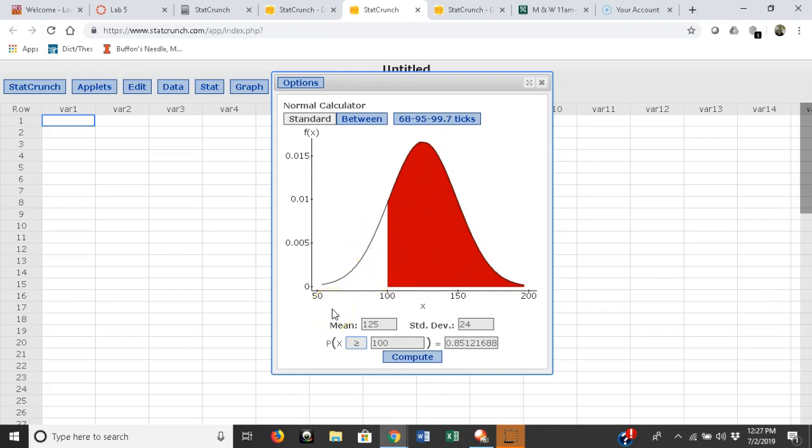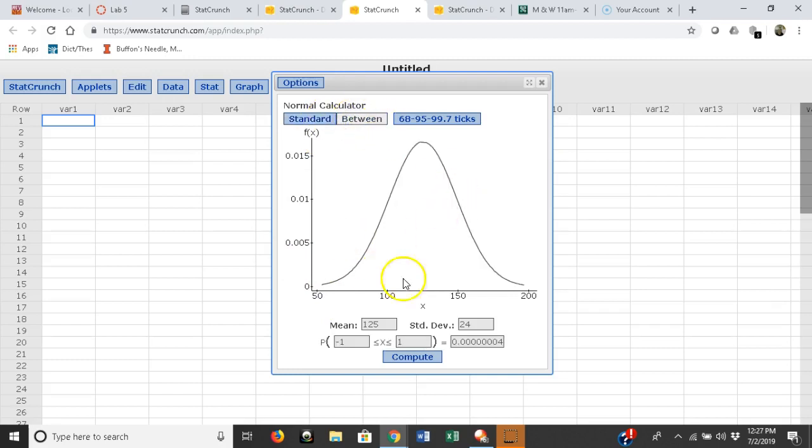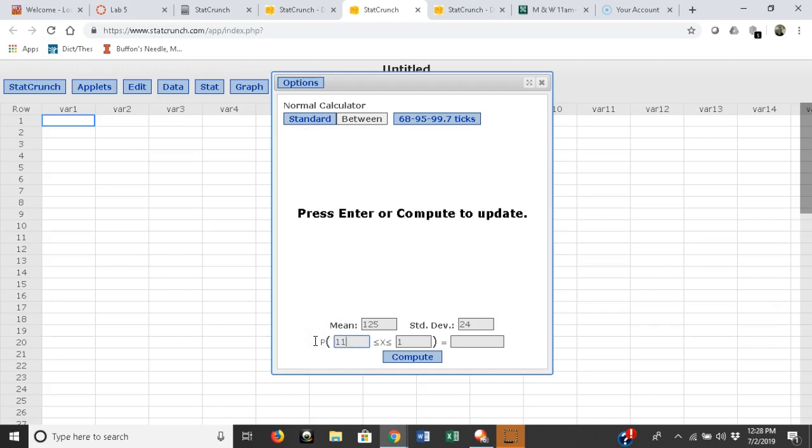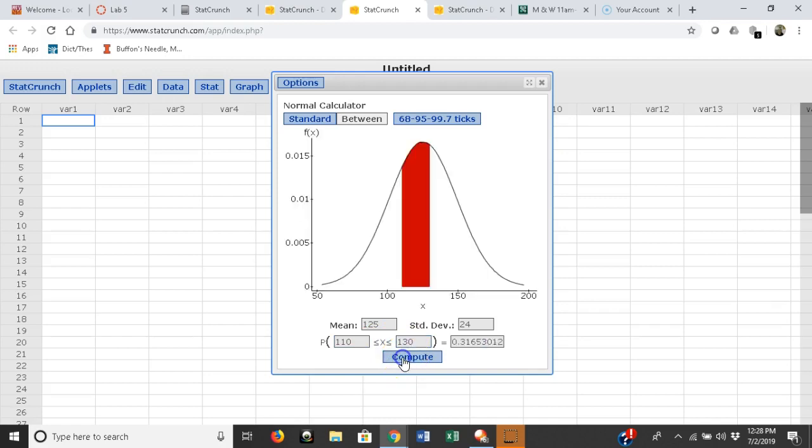Next, we want to calculate the probability that a randomly selected 6th grade student reads between 110 and 130 words per minute. Now, in order to do that, we need to go to the between version of the graph, and we can calculate for the same mean and standard deviation the probability that the reading speed is between 110 and 130 and compute. Now the next couple of problems in the lab are from 7.3, which requires a couple of extra skills, which we'll get to next.